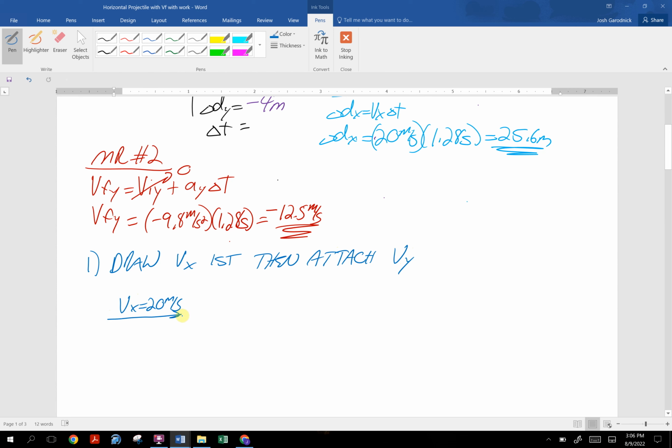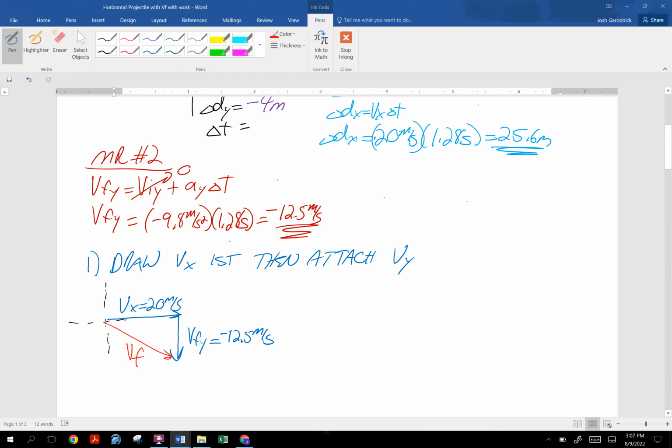But Vy attached to the Vx is 12.5 meters per second down. Negative 12.5 meters per second. If I were to draw an axis, an xy axis from where we started, it's very clear that we are down and to the right in the fourth quadrant. So this is the final overall velocity. That's to give yourself a visual.